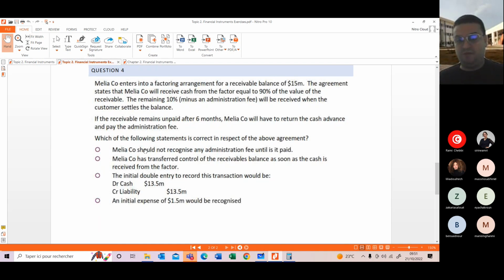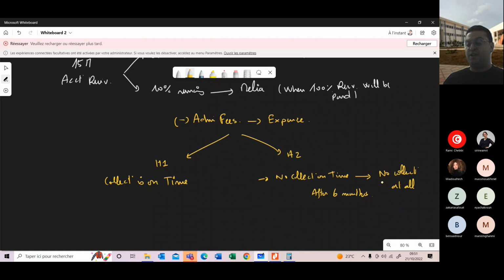So the problem of the first statement is that Meliaku should not recognize any administration fee until it's paid. So it's not correct. Even though there is no collection and there is no payment, the administration fees should be assumed and of course should be recorded. لازمك تعطيهم فلوس in all cases.